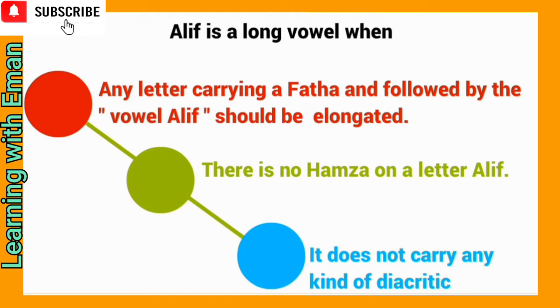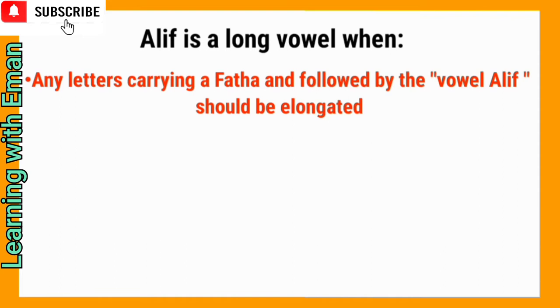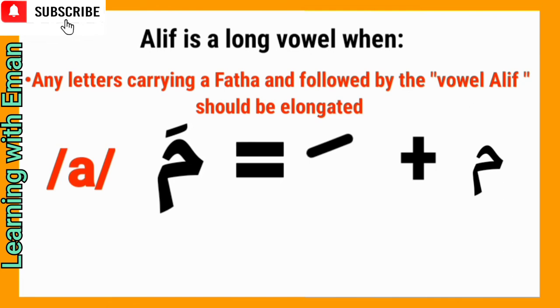Now let's discuss these conditions one by one. Alif is a long vowel when any letter carrying a fathah is followed by the vowel Alif. In this case it should be elongated. If we take the letter meem for example, from the last lesson we know how to add the fathah vowel to the letter meem: ma. Now, if we add the alif long vowel it will be maa.